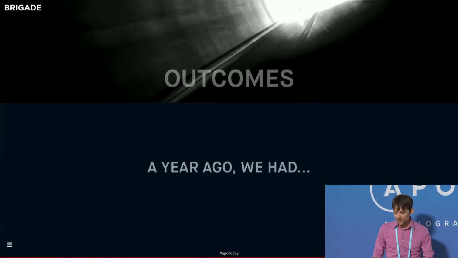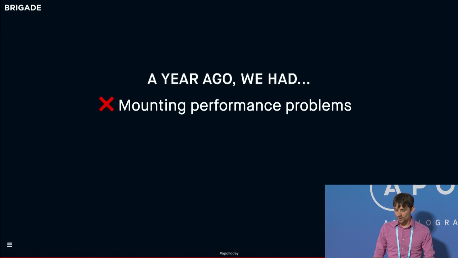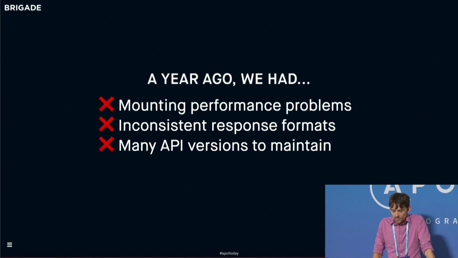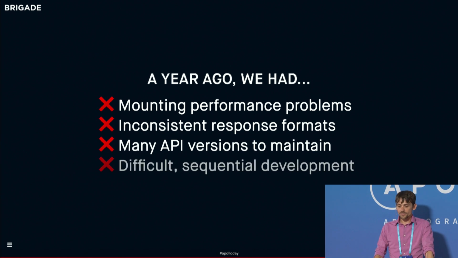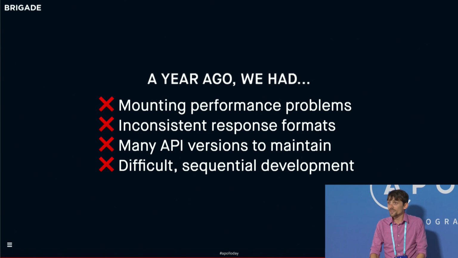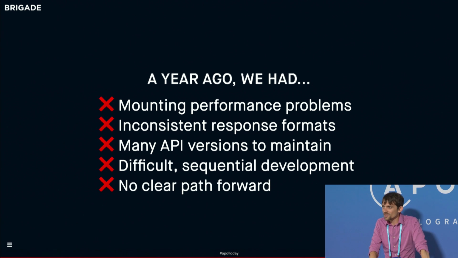So at the end of the day, we started a year ago with some mounting performance problems, inconsistent response formats, a lot of different API versions that we had to maintain, this sort of difficult sequential development flow that was really slowing us down, and we maybe didn't even realize it could be better, and not a super clear path forward to how we're going to solve these issues.